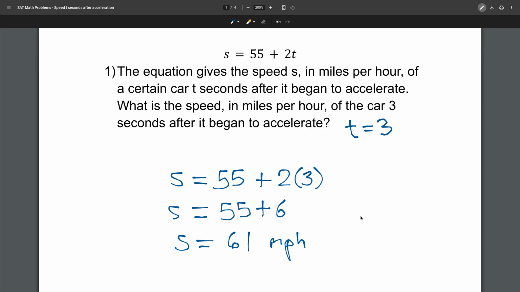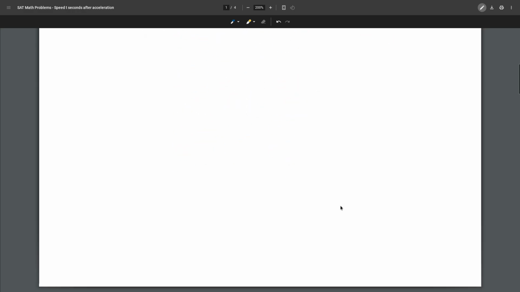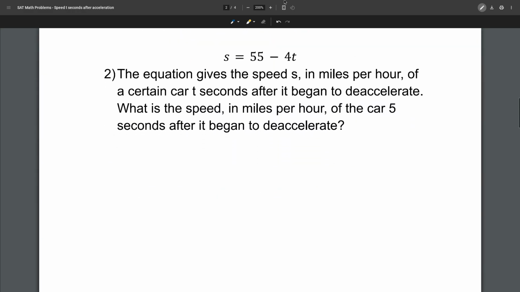Sweet. Okay, so let's take a look at another one. Okay, we've got an equation s equals 55 minus 4t. So the equation gives the speed s in miles per hour of a certain car t seconds after it begins to deaccelerate. What is the speed in miles per hour of the car 5 seconds after it began to decelerate?